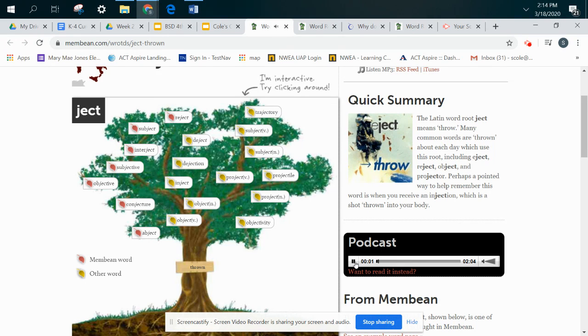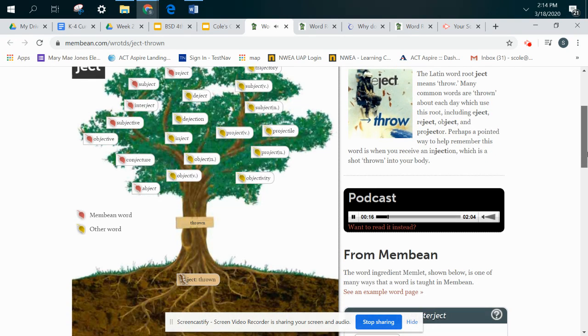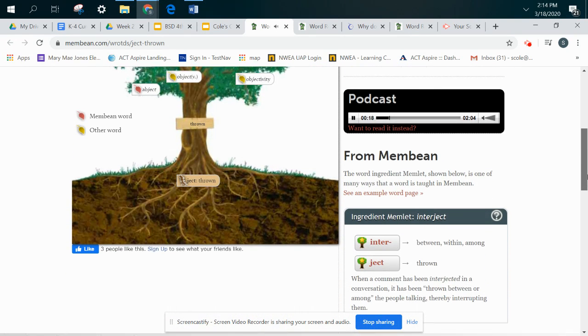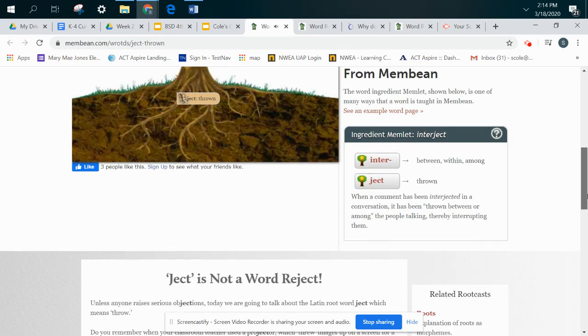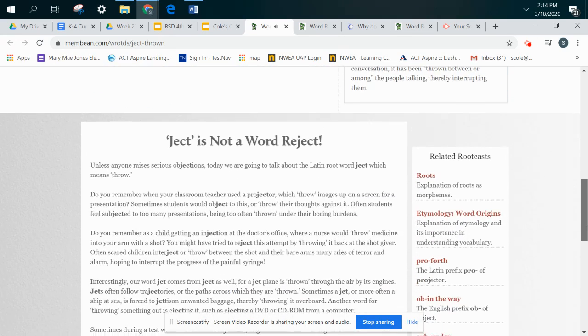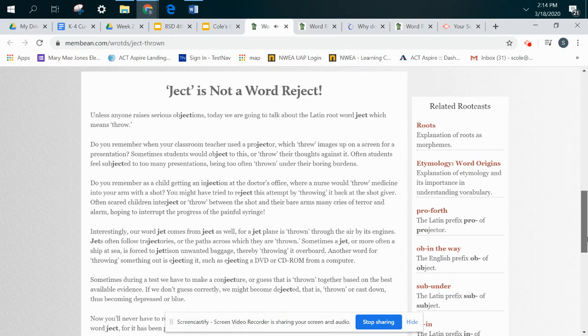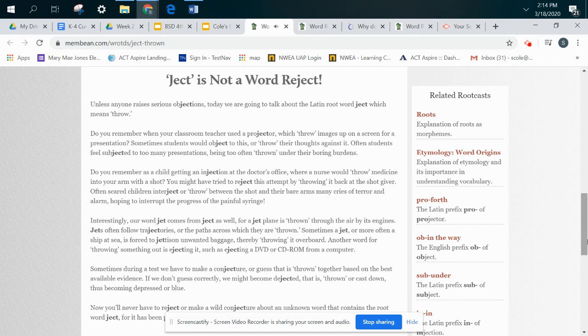Unless anyone raises serious objections, today we're going to talk about the Latin root ject, which means throw. This is Word Root of the Day, brought to you by Membean. Do you remember when your classroom teacher used a projector which threw images up on a screen for a presentation? Sometimes students would object to this or throw their thoughts against it. Often, students feel subjected to too many presentations, being too often thrown under their boring burdens.